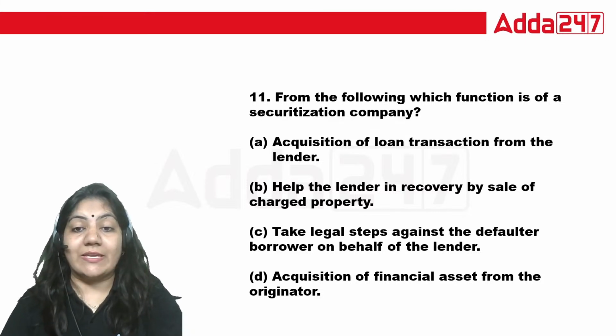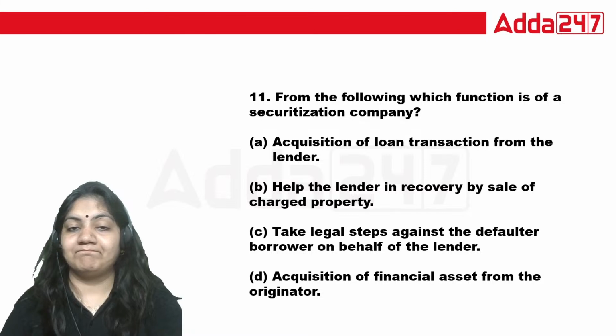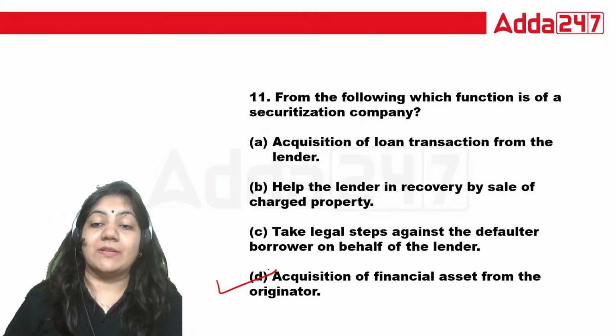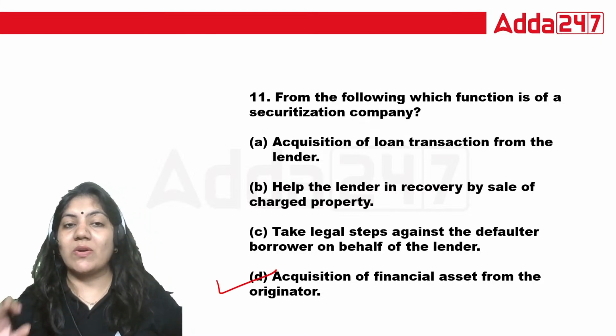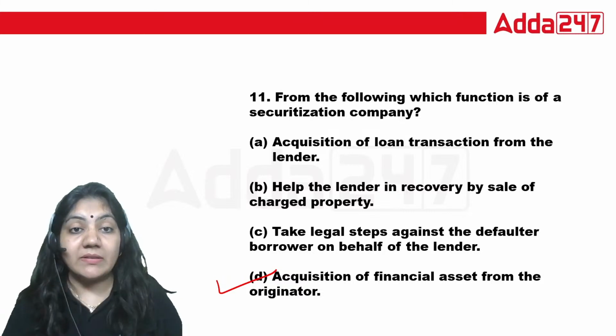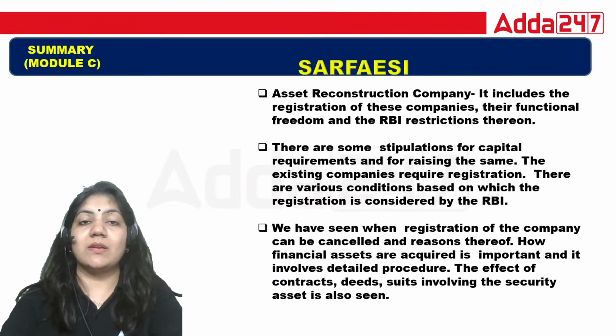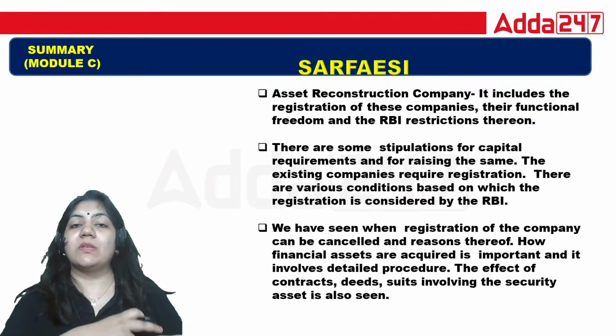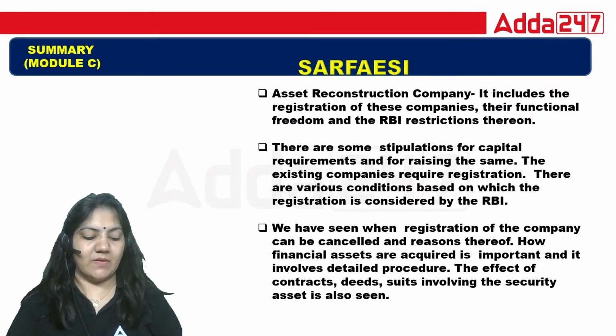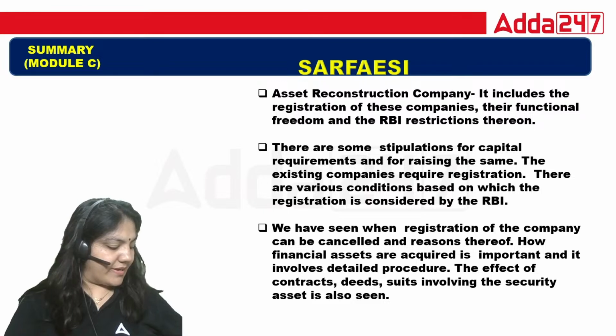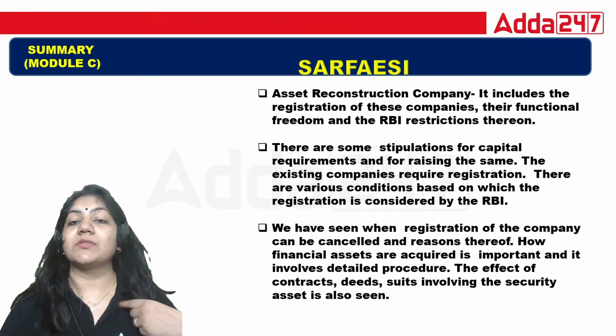So which of the following is the right answer? 11th one. Acquisition of financial asset from the originator. So class, this is just a quick revision in which we are just covering everything of the SURFACE Act. Okay, next. Now this is about the ARC company, that is Asset Reconstruction Company.